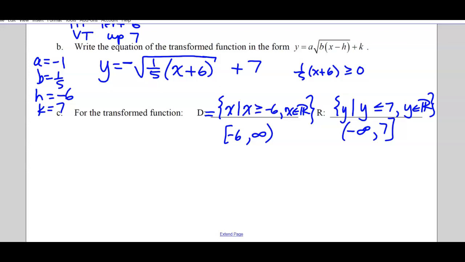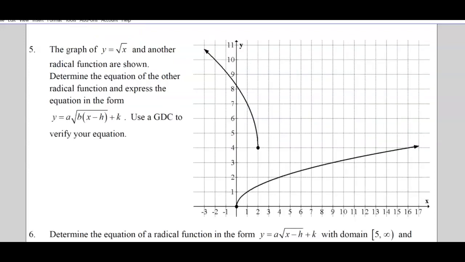Okay, and then, as I mentioned, this would be more likely for something where, given a graph, we have to come up with the equation. So the graph of y equals root x and another radical function is shown. Determine the equation of the other, express in that form, and verify with your calculator. That's what you would do on any test, right?